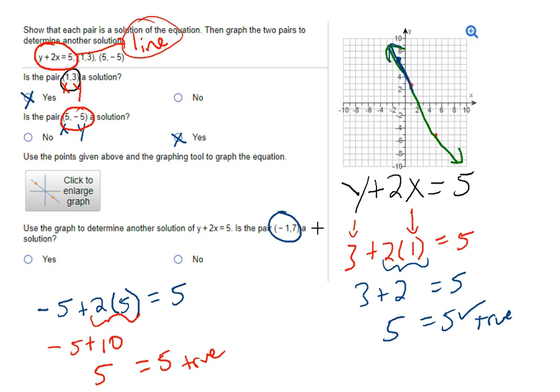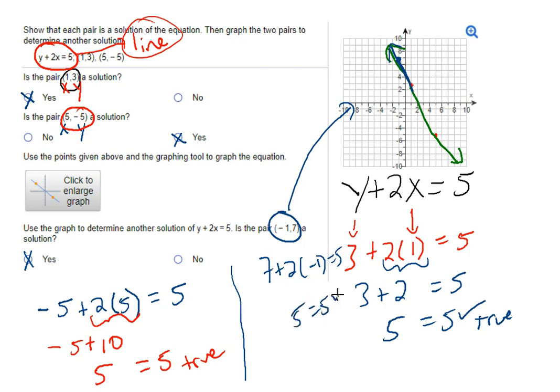And they say confirm that this is also a solution. And again, the directions kind of give it away that yes, it's going to be a solution. But we could check in the same way. They want us to check by looking at the graph, but we could also check by plugging it into the equation. 7 for y, negative 1 for x, and you could check that you get 5 equals 5 here also.